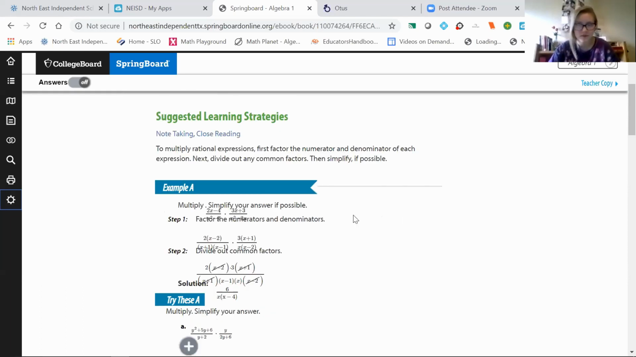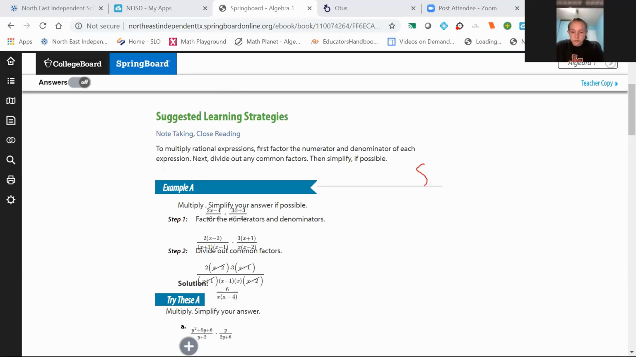To multiply rational expressions, first factor the numerator and the denominator of each expression, then divide out any common factors, then simplify if possible. Now, this is a way of multiplying that I kind of wish everybody was taught in elementary school. So I'm going to do an example: 8 over 10 times 5 over 16. Pretty easy multiplication.